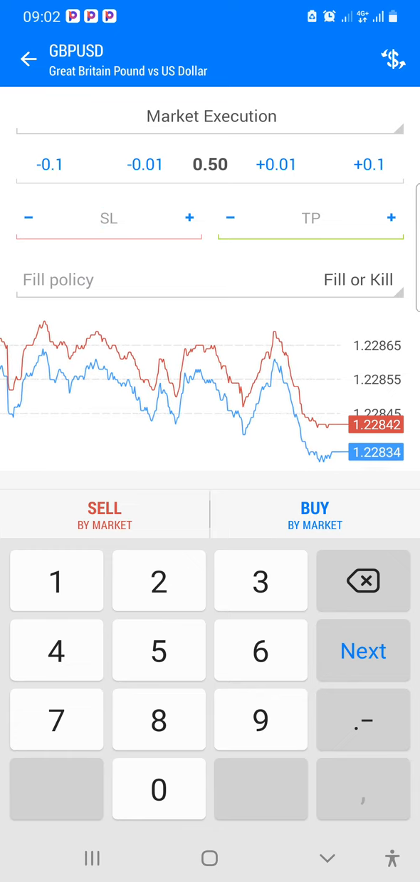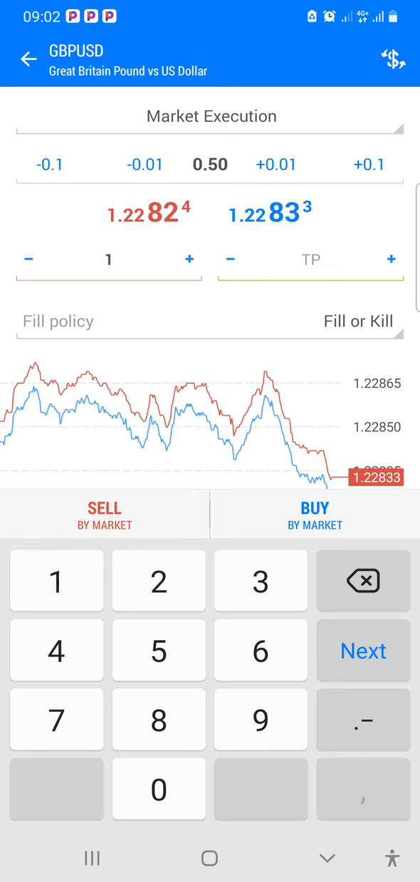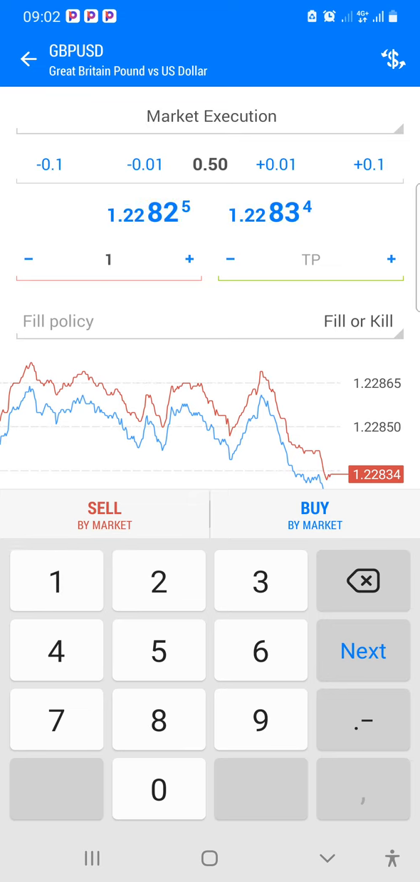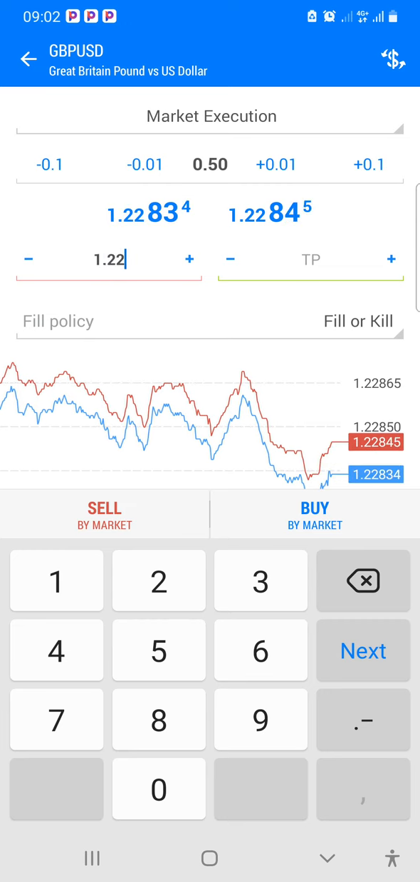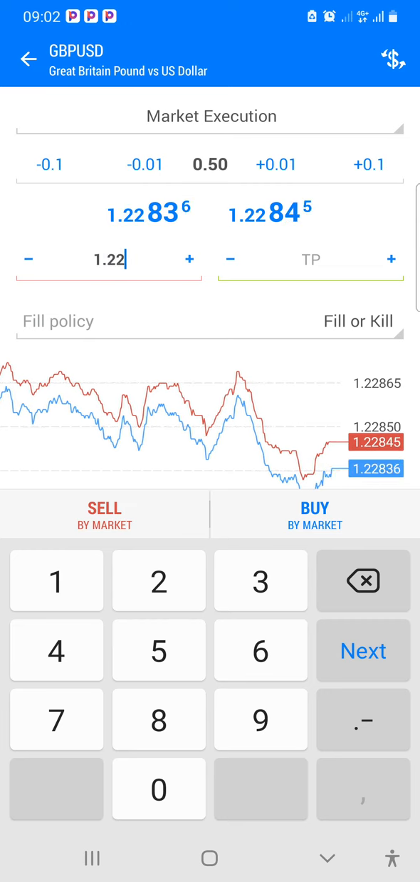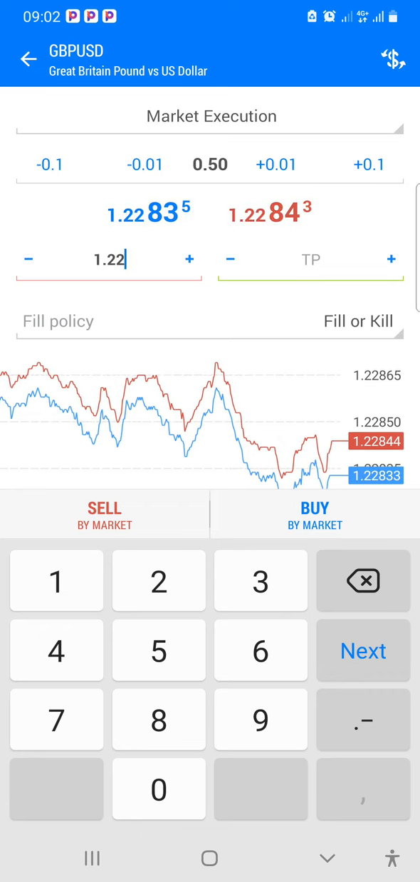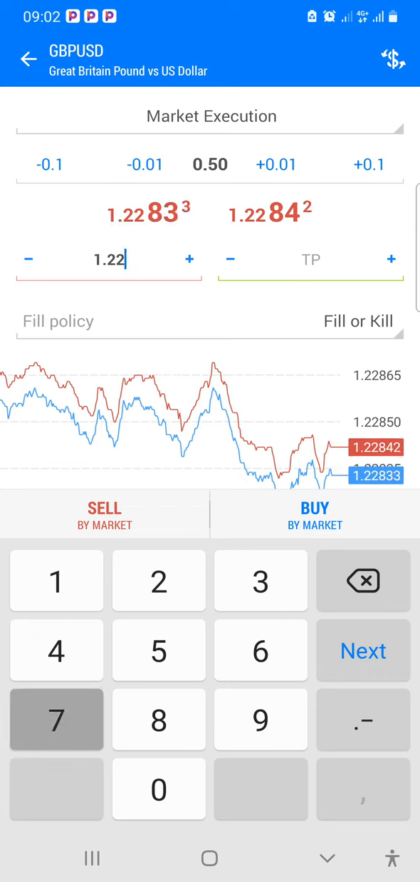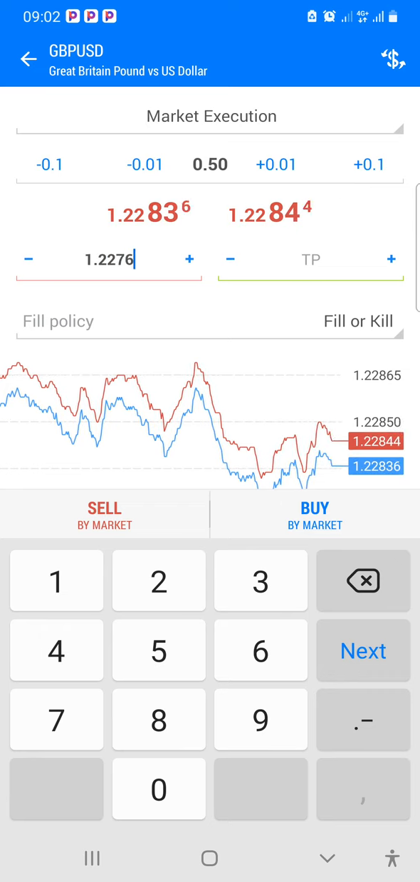So let's say SL now is maybe one. I want to buy. So maybe my SL is 1.22. When you want to buy, your SL will be below the price at which you're buying. Maybe 1.2276. That's 7 pips stop loss.